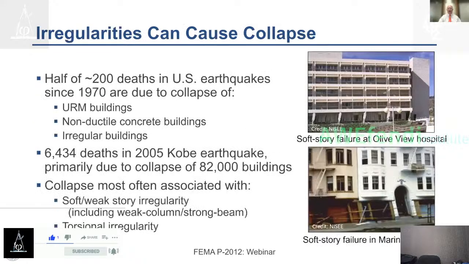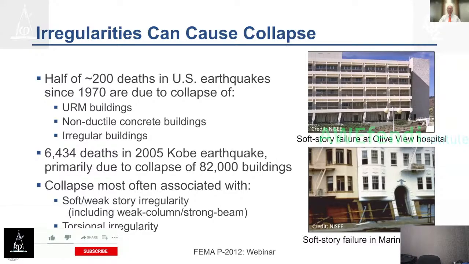Just to set the table on this idea, this is not simply an academic issue. Irregularities can cause collapse in buildings. In fact, about half of the deaths in U.S. earthquakes since 1970 are due to the collapse of buildings. There are other causes of death, but collapse is the primary cause. And that could be due to unreinforced masonry buildings or non-ductile concrete buildings. Those are not the subject of today's discussion. But irregular buildings often have problems that lead to collapse and loss of life. That's not just a U.S. problem, it's a global problem.